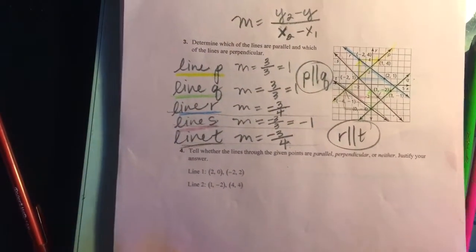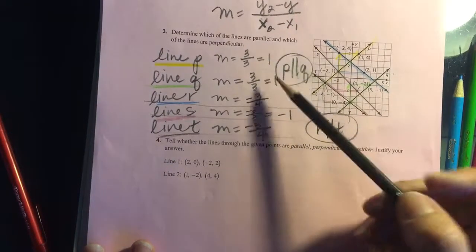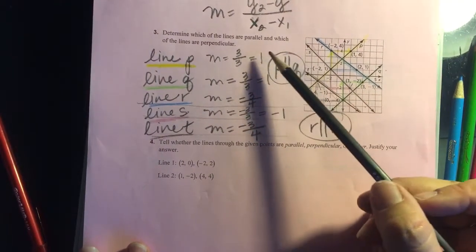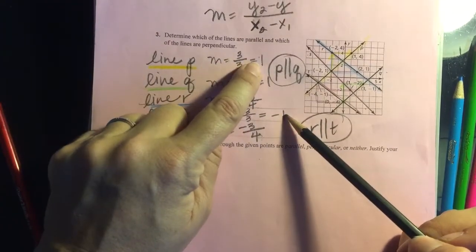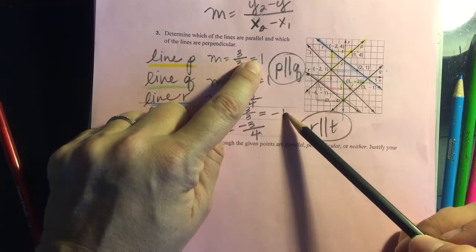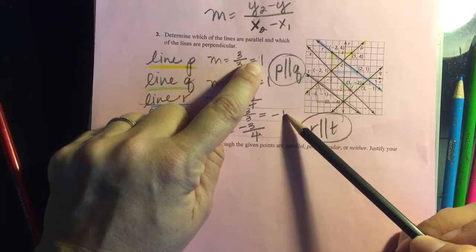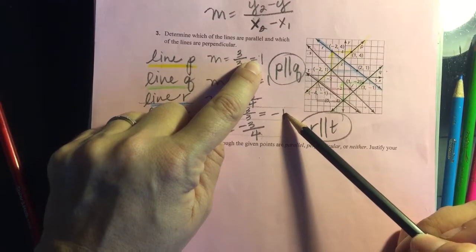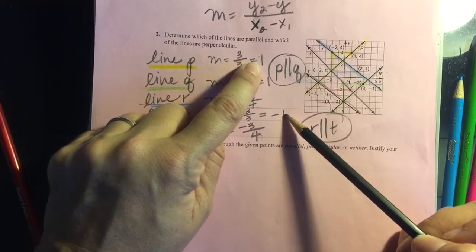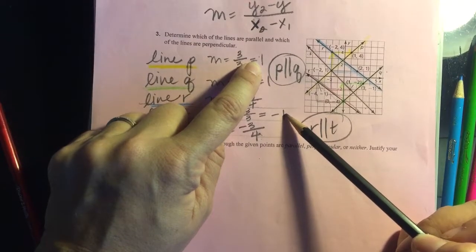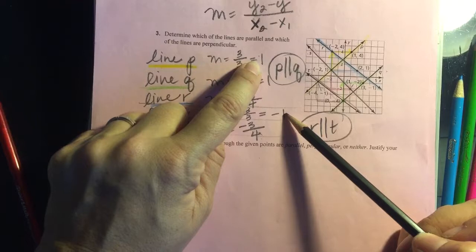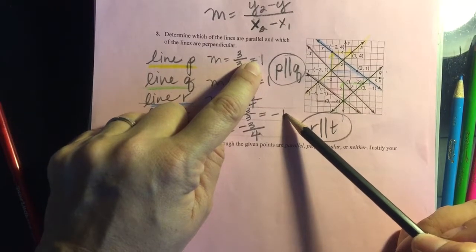Now, as far as opposite reciprocals go, love this example in here because it's pointing out that 1 and negative 1. What happens when I multiply 1 by negative 1 together? 1 times negative 1. What do you get? What is it? Negative 1. 1 and negative 1 are opposite reciprocals of each other. Their product is negative 1.